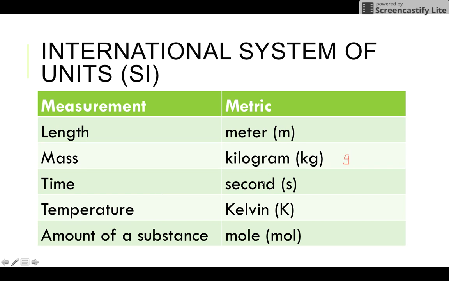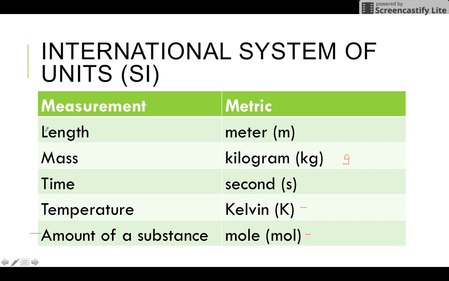Time is going to be in seconds. You know what seconds are. Temperature is something called Kelvin. So the United States uses Fahrenheit. Everywhere else uses Celsius. But in science, we're going to use Kelvin, and you'll learn what that means later. The amount of a substance, let's think about eggs. If you have 12 eggs, that's 1 dozen. You can describe the amount of a substance in chemistry in regards to the mole. That's just how much there is. And this is also a concept that we will learn later.